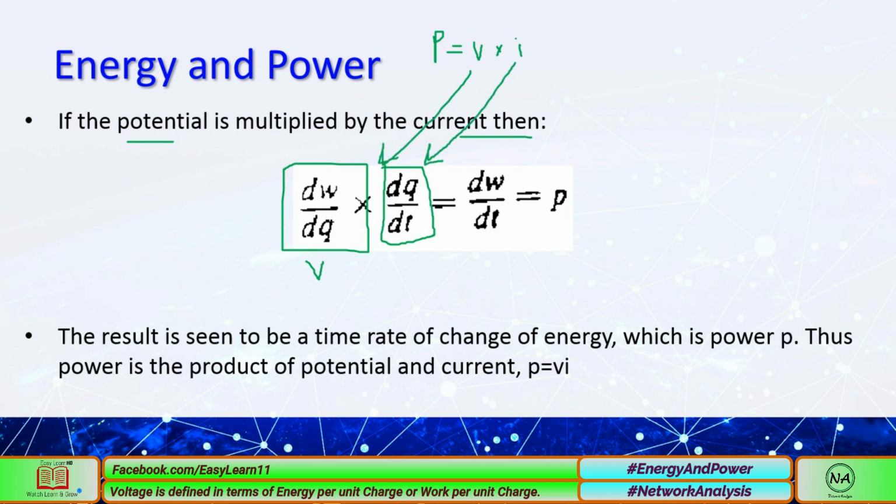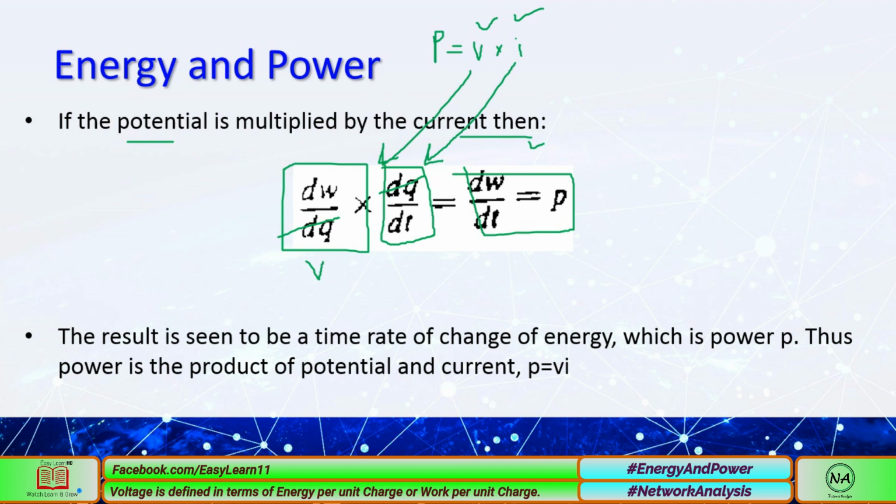V multiplied by I. I is the current, which is dq over dt, so we get dW over dq times dq over dt. Because of this very simple conversion, dq can be cancelled out, and dW in the numerator and dt in the denominator is equal to p. So this is another formula. Write it down in your notebooks, but you can derive it easily if you remember the voltage and current. This result is seen to be the time rate of change of the energy.